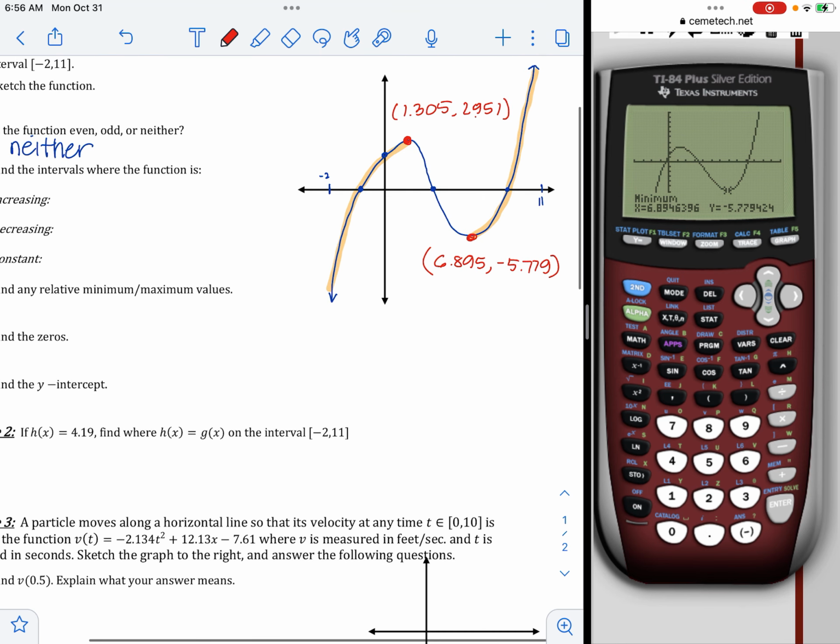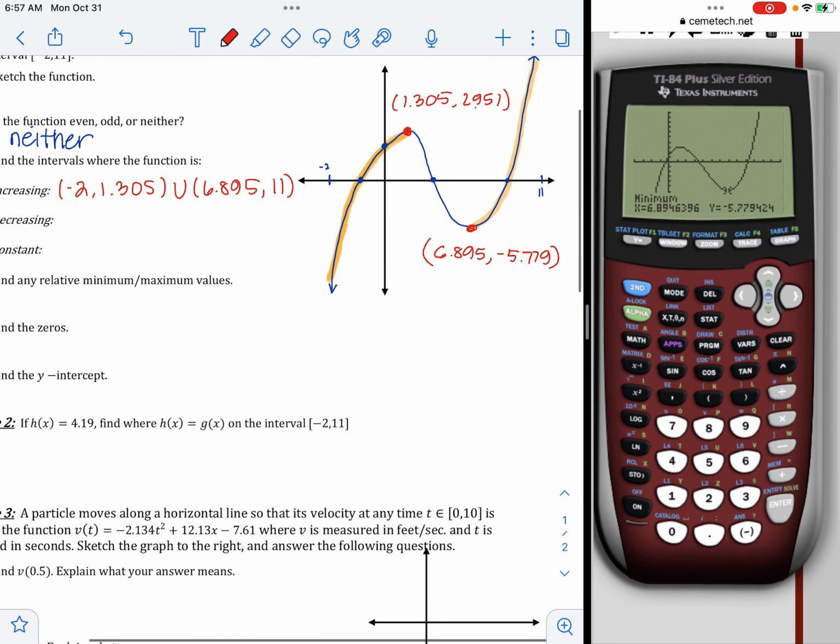Okay, so now I can write the intervals on which it's increasing. Now remember, we're only looking from -2 to 11. So that first orange piece right here, I'm not going to say from -infinity to 1.305 because I'm not looking all the way to the left forever and ever. This graph that I'm looking at starts at -2. So I will say that it's increasing from -2 to 1.305. And it's also increasing on that other orange interval there, and that is 6.895 to, and then it goes on forever and ever, but remember we're only looking up until 11, so till 11.